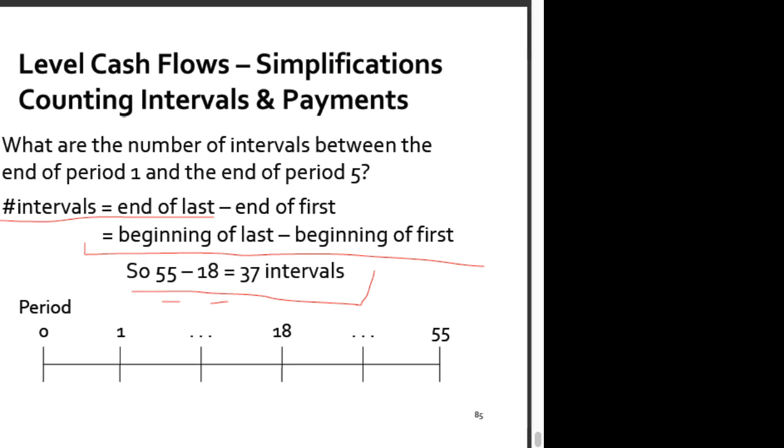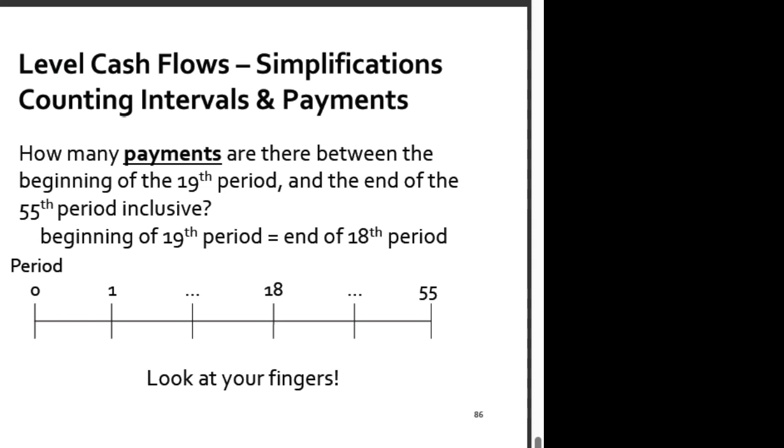Now there might be questions like this. So just pointing out, if you want intervals, it's 5 minus 1 for your fingers, or last minus first for a timeline. But what about payments? What if you want the number of payments between 18 and 55? So payments are denoted by these tick marks here. So this is a payment. So that's different, right? So notice you should have realized that if you take 55 minus 18, you're going to be off by 1.